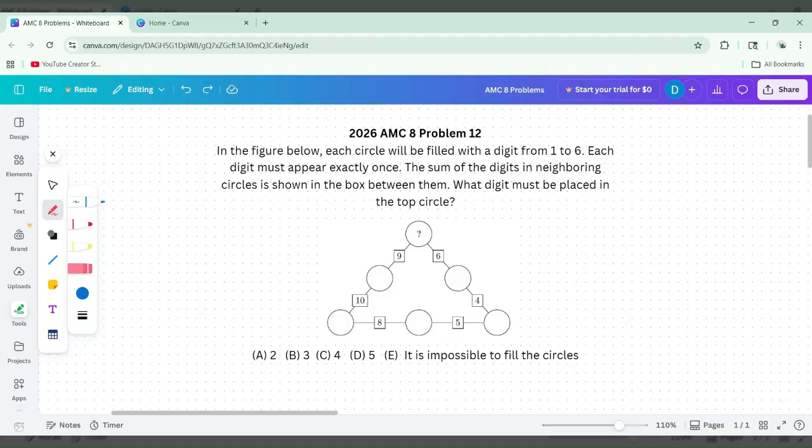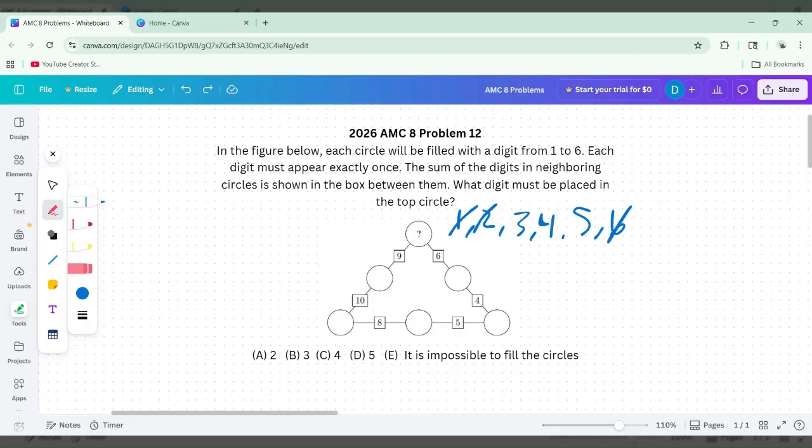Problem number 12. So we're trying to find the digit in the top circle. So the digit can be 1, 2, 3, 4, 5, or 6. But we can eliminate 1 and 2 immediately, because if 1 was right here, that means 8 would have to be in the other circle, and that won't work because 8 is not one of the digits from 1 to 6. Same goes for 2, and we can eliminate 6 as well, because if 6 is here, that means it would have to be 0 in the next circle. That would not work either.